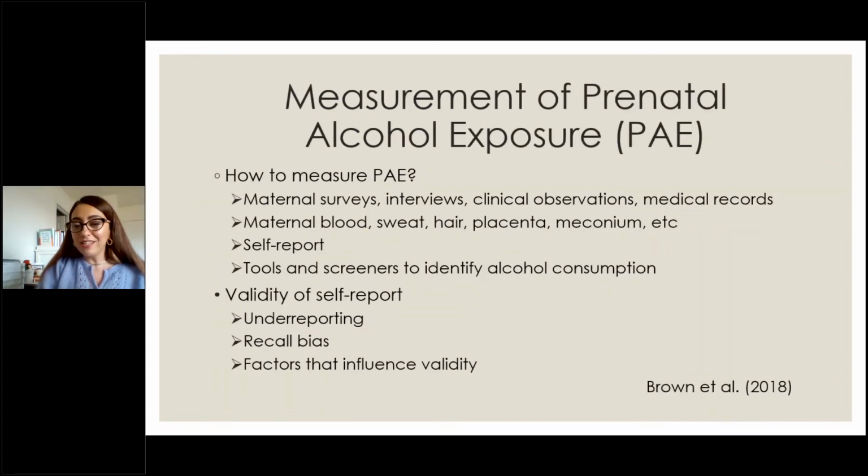Another hot topic that I always get a lot of questions about is, okay, we need the presence of prenatal alcohol exposure for the diagnosis, right? So how do we measure prenatal alcohol exposure? Brown et al. in 2018 has a really great article that I would recommend, which laid out a lot of the different ways that we can actually measure prenatal alcohol exposure. Some of the ways are maternal surveys, interviews, and clinical observations. A really good way is to dig deep into the medical records.